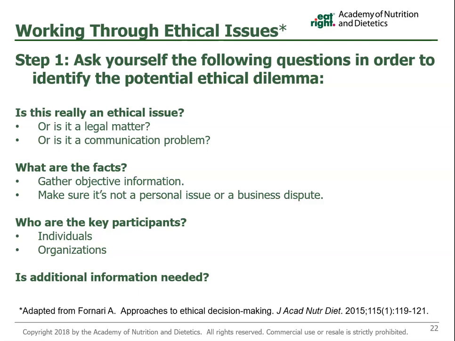Who are the key participants? Are they individuals? Are they organizations? If they are individuals, who are they? Remember that only Academy members and CDR credentialed practitioners can be held accountable to the Academy CDR Code of Ethics.